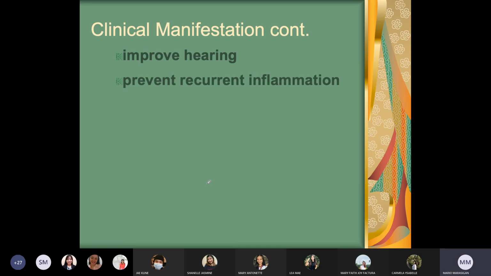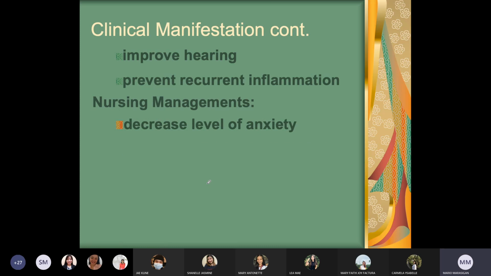So for the nursing management, you need to decrease level of anxiety of the patient. Lalo na kung mga teenager na, dadalaga at binata na, mas iba yung level ng anxiety. Hindi sila makalabas. I remember I have one third year nursing student, nasa area kami, then napansin ng kaklase na mayroong tumutulo dun sa tenga niya. Siyempre, medyo awkward, right?